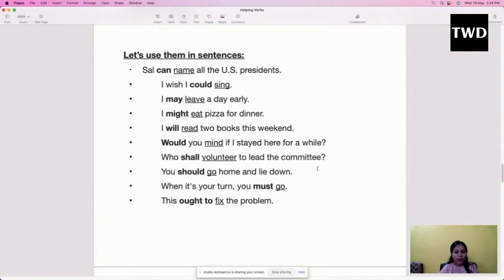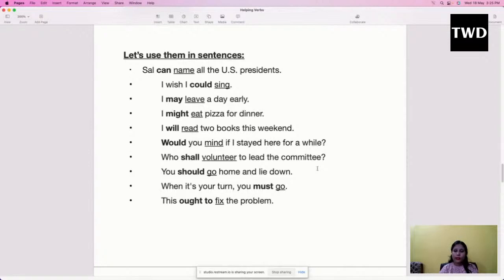When it's your turn, you must go. The must and ought to, again the difference is same. Must means I want you to go, ought to means it's your wish whether you want to go or not.